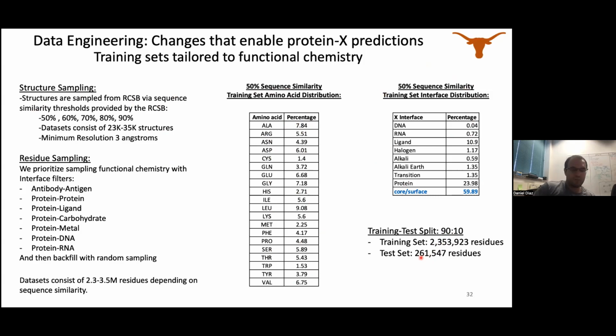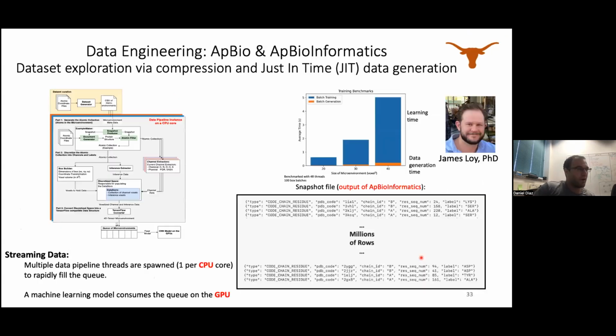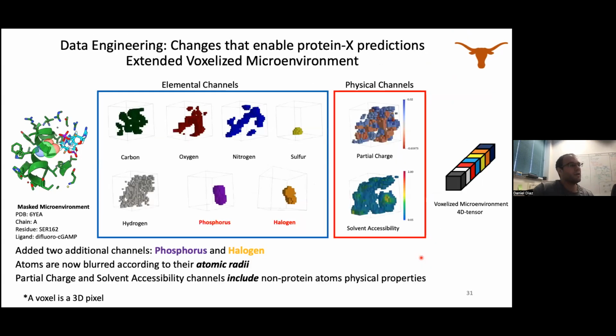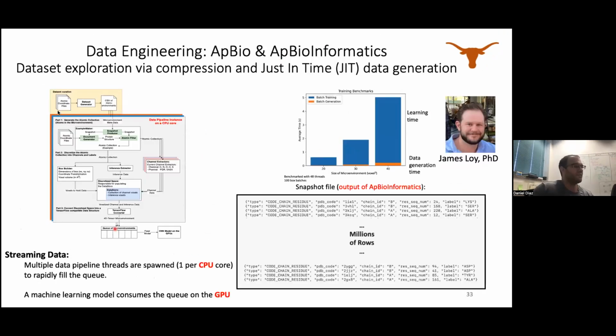So to train these models, we built this library, AP Bio. I kind of showed you the output of AP Bio. This 4D tensor is the output of AP Bio. We wrote it in C++. Here's the architecture of the software library, where it essentially reads in your data set as metadata.